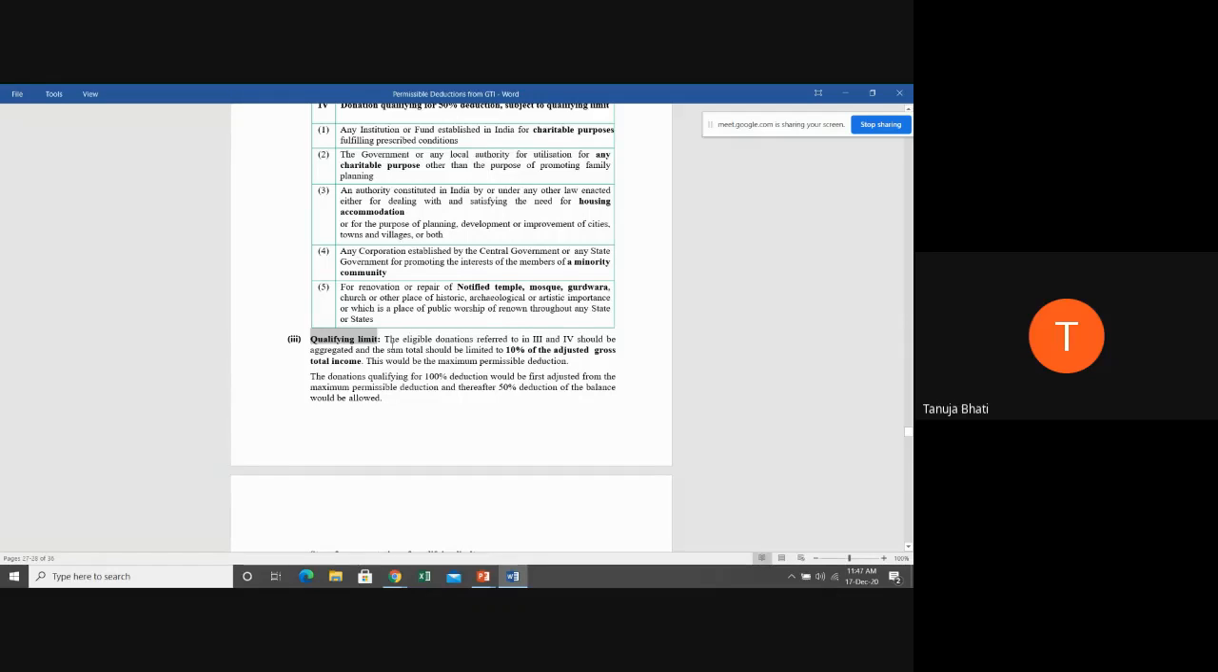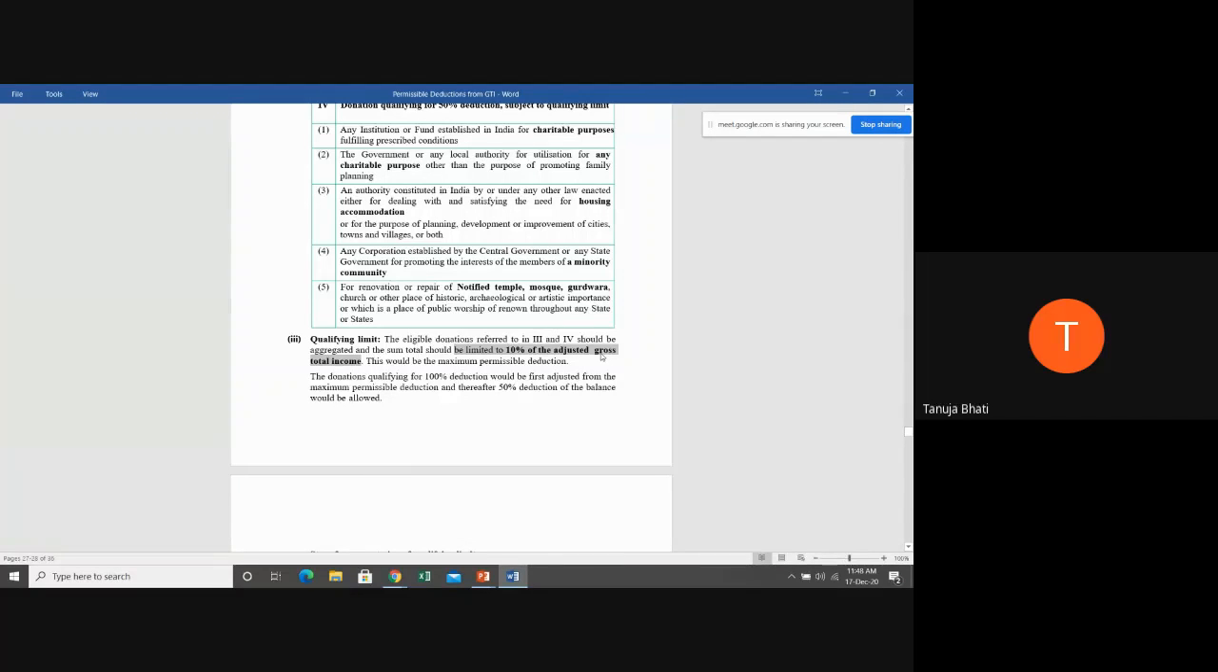Now, what is the qualifying limit? Whatever amount you're contributing in category 3 and category 4 should be limited to 10% of adjusted total income. Remember students, whatever contributions you're making in category 3 and 4 should be within the limit of 10% of adjusted total income. Now when I say adjusted gross total income, you all should know what the meaning of that is.